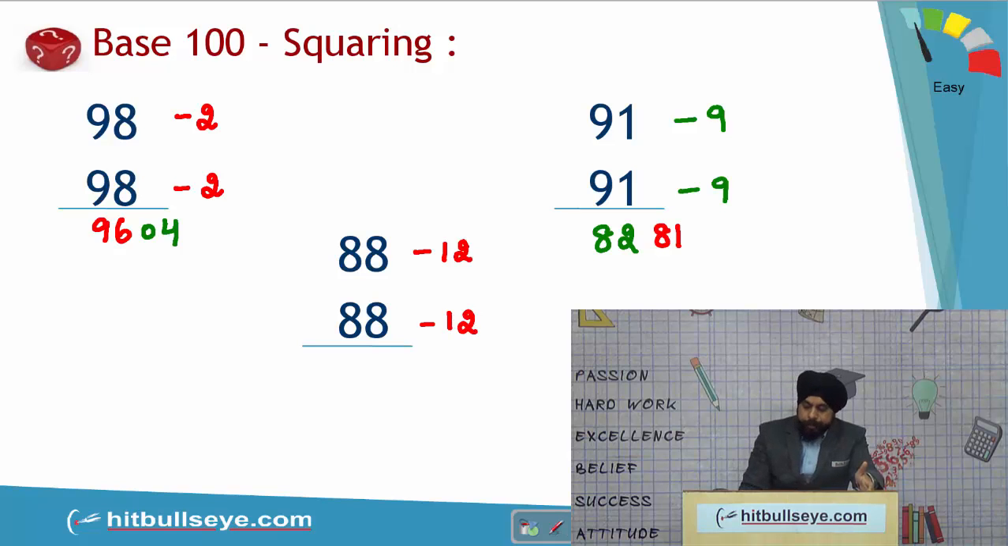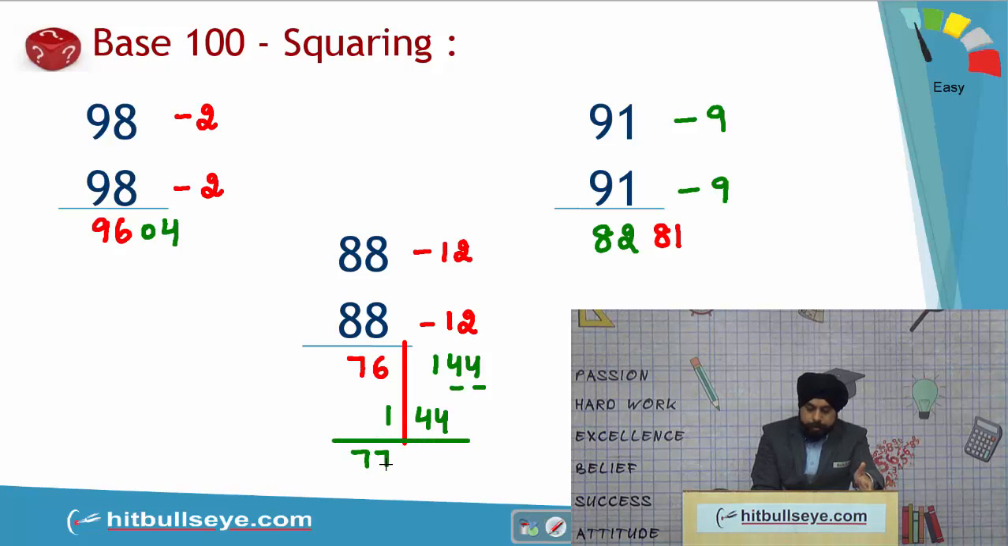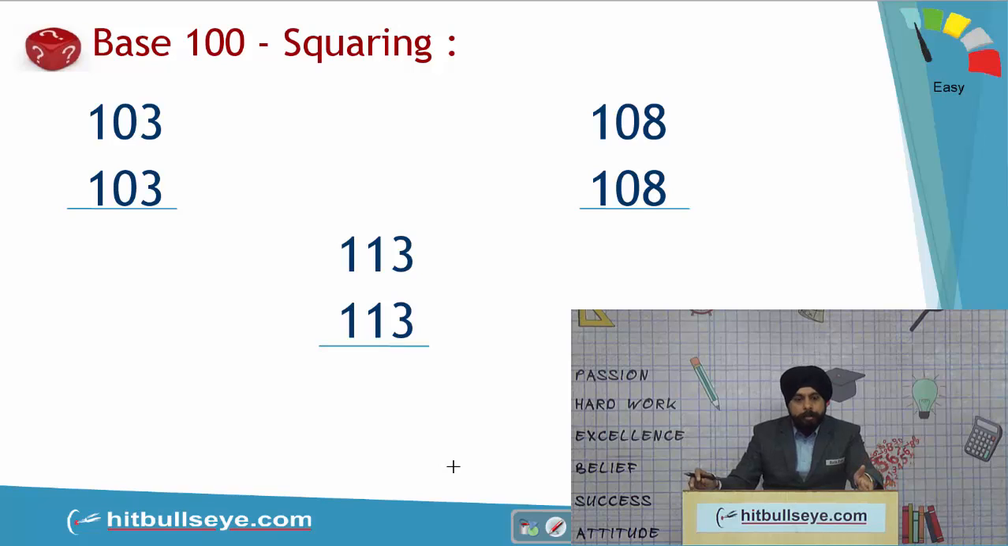Now students, here 88 minus 12 gives us how much? It gives us 76. Now 12 into 12, 2 negatives, they give you 144 positive. But we can only write 2 digits on the right hand side, students. So 1 will come over here, 4 will come over here, and our answer to the question shall become 7744.